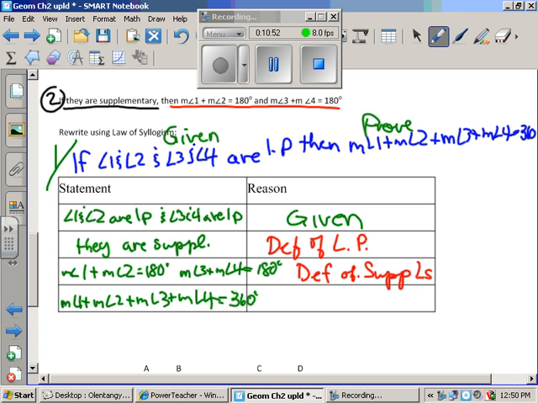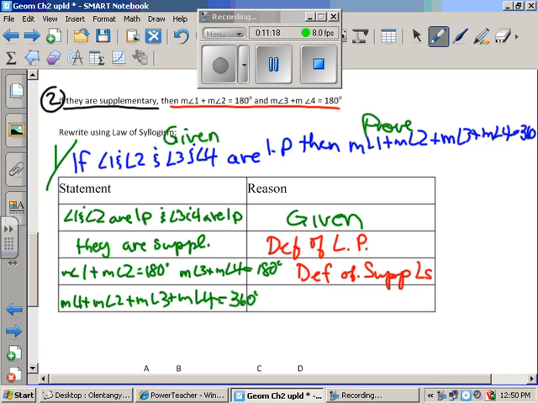Okay? Now, this one's a little bit trickier, but fortunately, we've got them now as measures. So because it's kind of math now, I can go back and think of my postulates and properties. What helps me say that if 1 plus 2 equals 180, then 1 plus 2 plus 3 plus 4 equals 360? What did I just do to go from here to here?